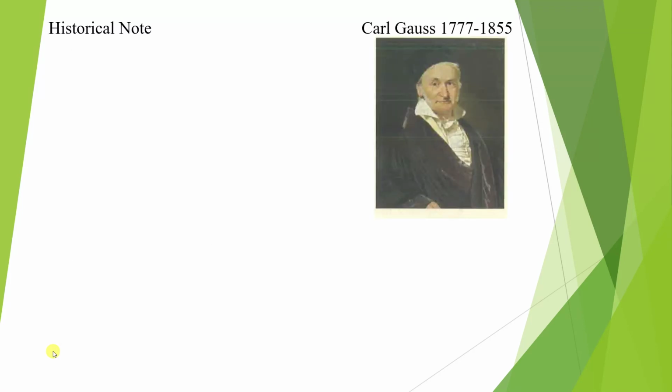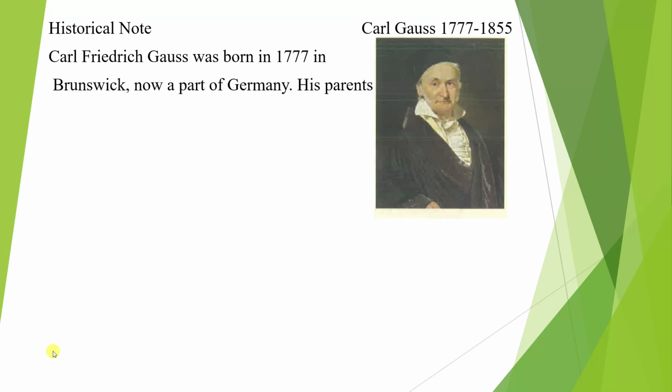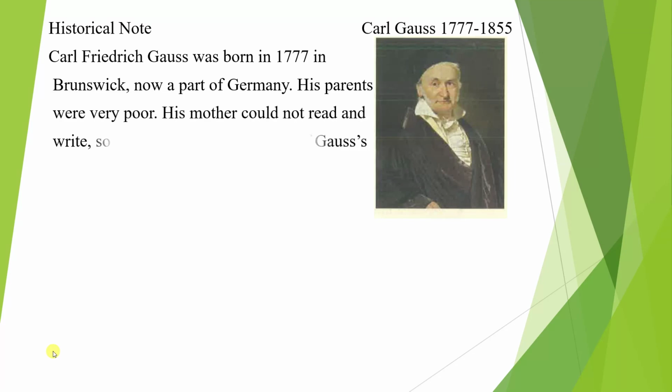And this is Carl Gauss. He was born in 1777 and died in 1855. Historical note: Carl Friedrich Gauss was born in Braunschweig, now part of Germany. His parents were very poor and his mother could not read and write. So she did not record the date of Gauss's birth.